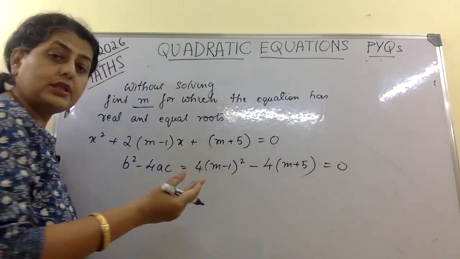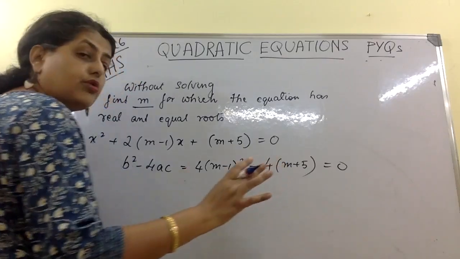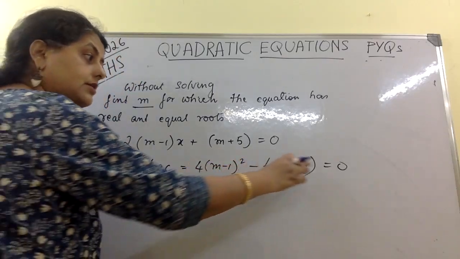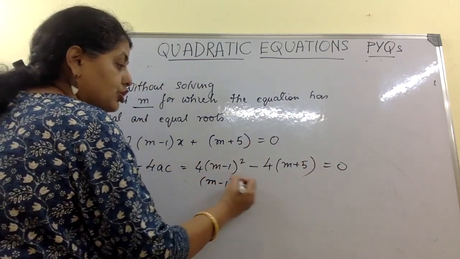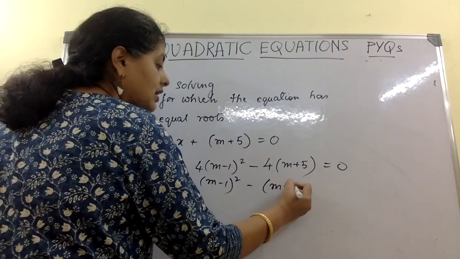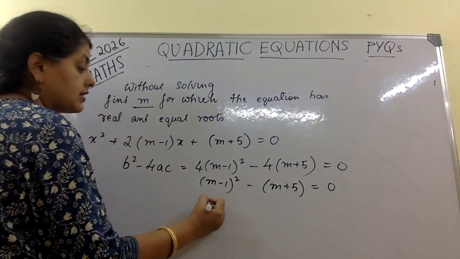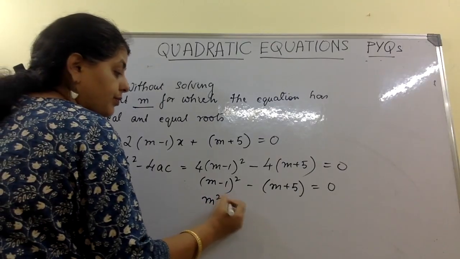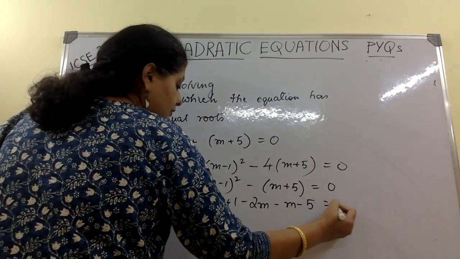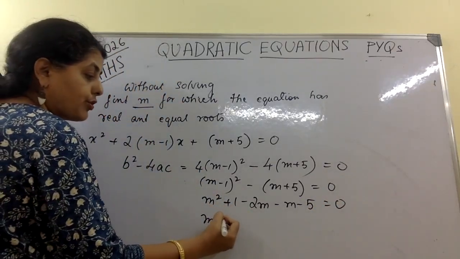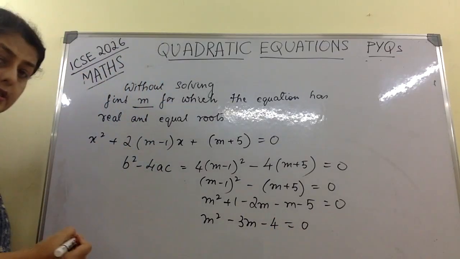Now, how to do this in a very quick method? Remove the 4's as if you have divided by 4 everywhere, because that side is also 0, and 0 by 4 is 0. So remove them. My equation has become shorter. Don't include that 4 in the calculation, you are going to make a very big calculation in that case. m square plus 1 minus 2m minus m minus 5 is equal to 0. m square minus 3m minus 4 is equal to 0.